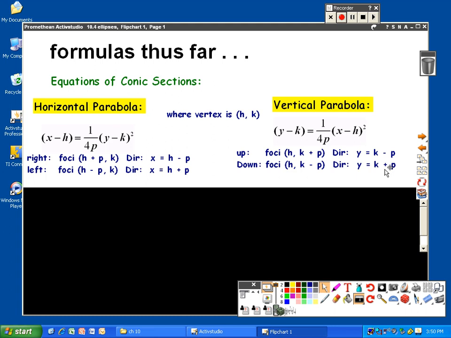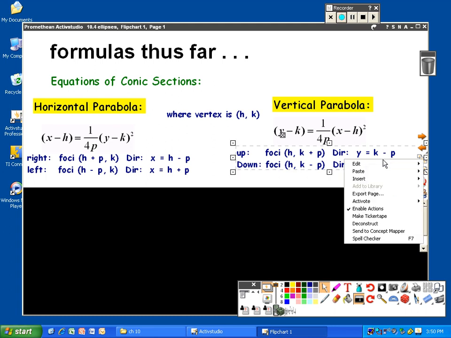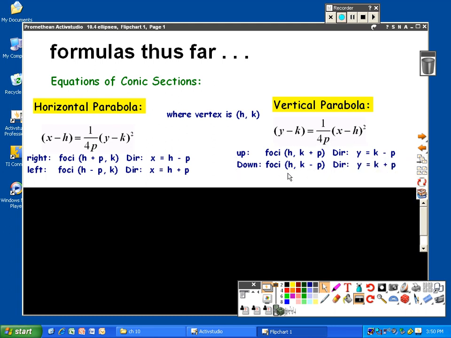Again, a vertical parabola would open up or down. So if I'm opening up, my focus would be above the vertex, so I'm going to add to it, and then I would subtract for the directrix. If I'm opening down, my focus would be inside the parabola going down, so I would subtract, and the directrix would be above, so I would add to the k value.